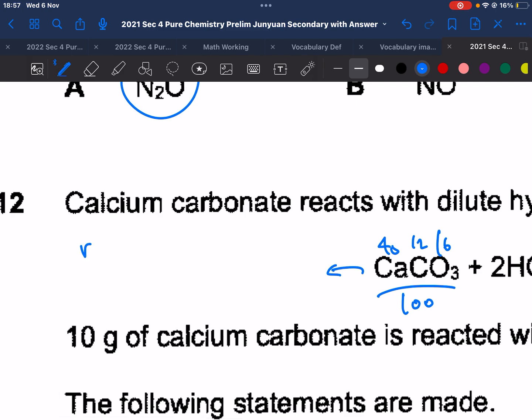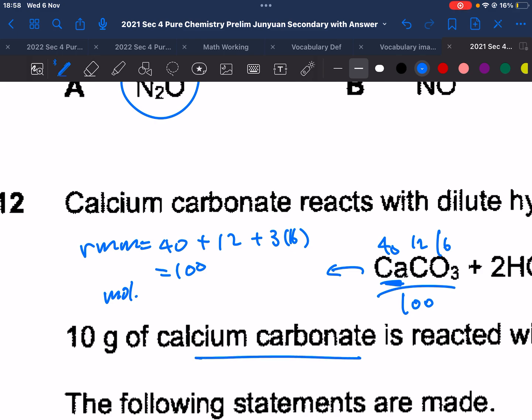How do I find RMM? 40, which is the relative atomic mass of calcium, plus 12, the relative atomic mass of carbon, and then plus 3 times 16, which is the relative atomic mass of oxygen. This will give me 100. So the number of moles of calcium carbonate in 10 grams will be 10 divided by 100. It will be 0.1 mole.